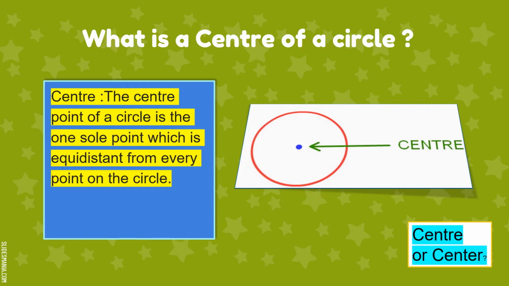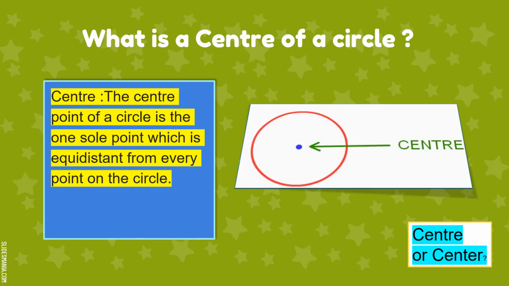So children, let's learn what is the center point of a circle. The center point of a circle is the sole point which is equidistant from every point on the circle. So what does that mean? For example, I take one point here, I take another point here, and I take another point here. So it will be equidistant from here. Let's say if this is 3 centimeter, so this will also be 3 centimeter, and this will also be 3 centimeter. So the center is the sole point which is equidistant from every point on the circle.